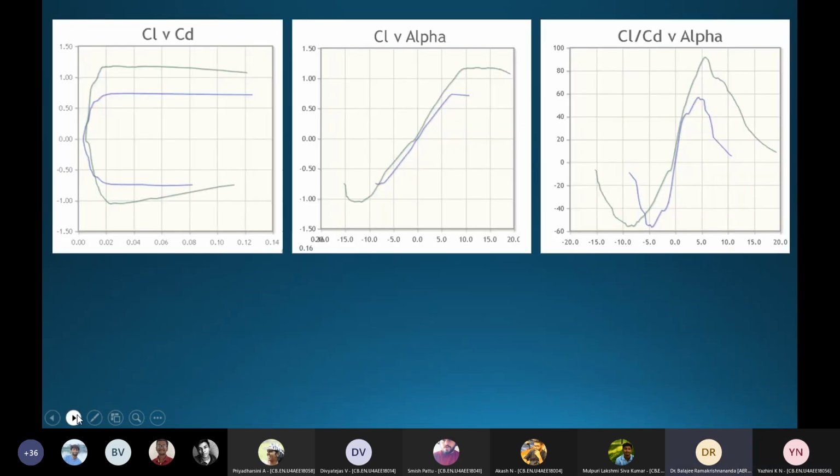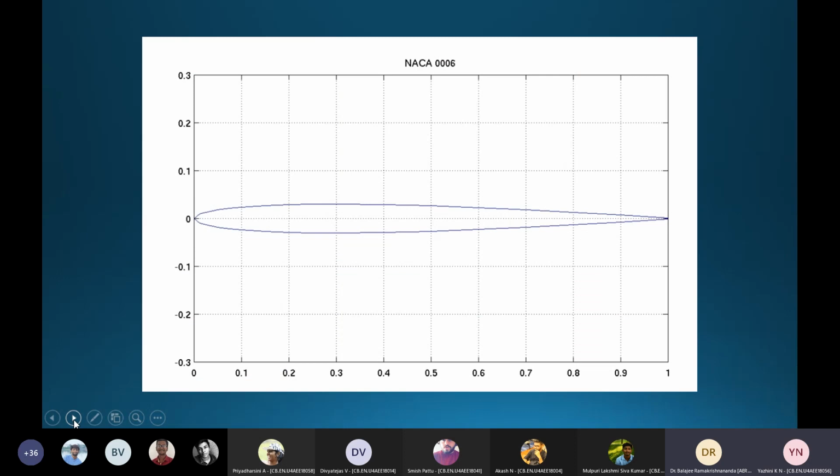Compare what? TsAGI 12 and NACA 0006, sir. Nowhere in the graph are you mentioning that. There should be a label in the graph. Which one corresponds to which, we don't know. See, when you see a report or presentation, you won't be there to explain. The report should speak for itself. That is why. Okay. Continue. This is the airfoil we got.